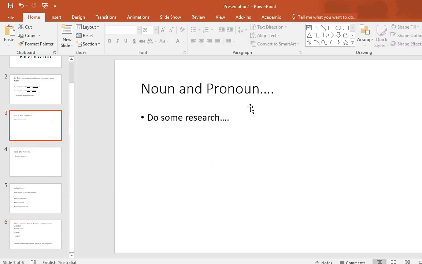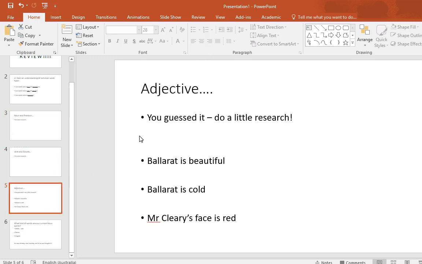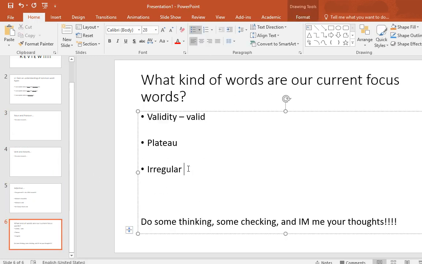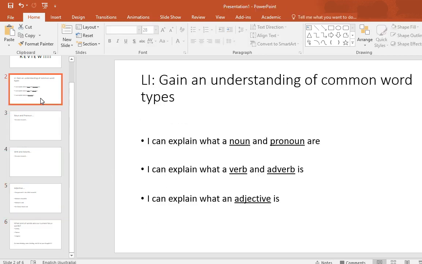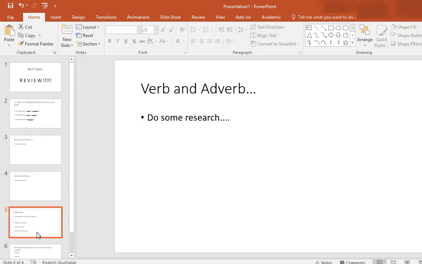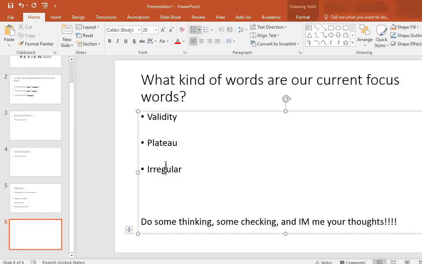We've already done our research on noun, pronoun, verb, adverb, adjective. Do any of these guys fit into any of those categories nice and easily? Give it some thought. So do some thinking, do some checking, okay? And send me an instant message with your thoughts. I'd like to know if you can nut out what type of words these 3 are. Now, there are other types of words. There are lots and lots of types of words. These are the main ones. But if these fall into another category, maybe you can work that out for me.